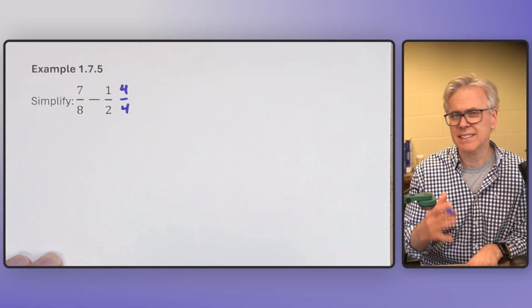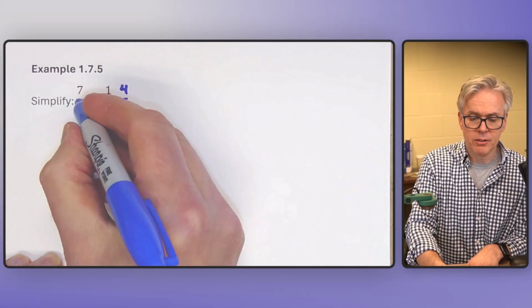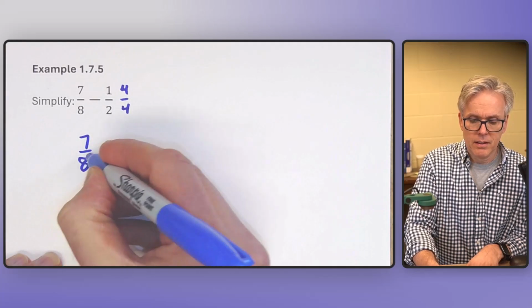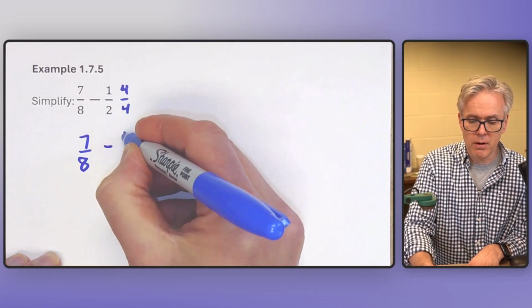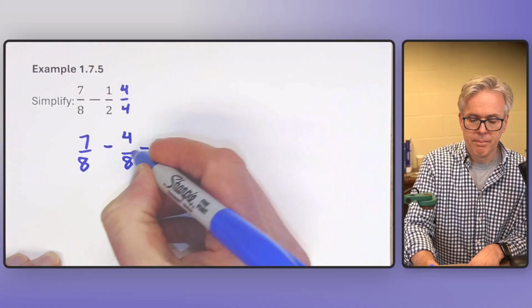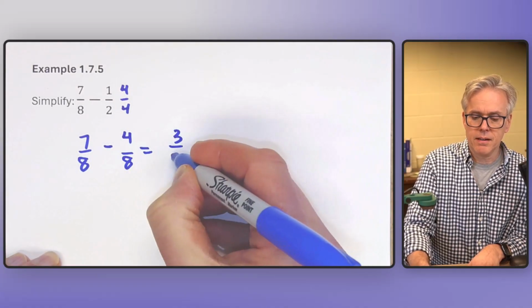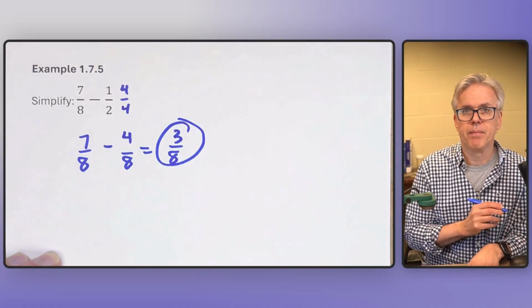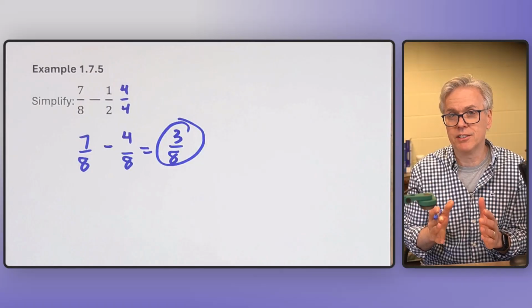If you've learned other ways to do this, that's going to be completely fine. So we're going to have 7/8 minus 1 times 4 is 4/8. Go and subtract out, we're going to get 3/8. And that cannot be reduced, so that is your final answer.